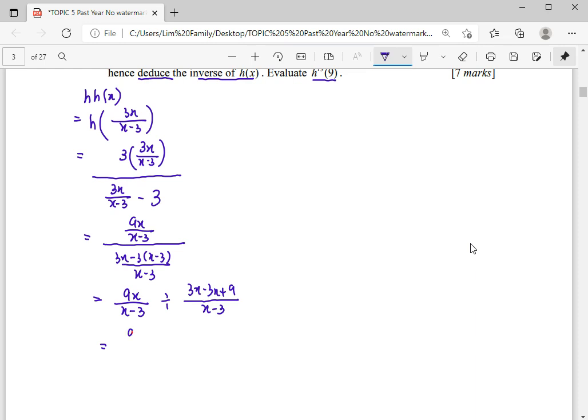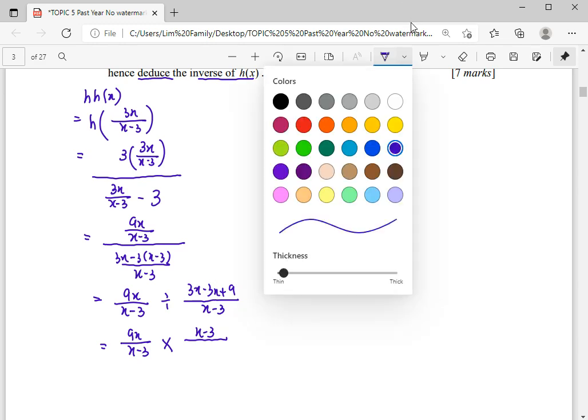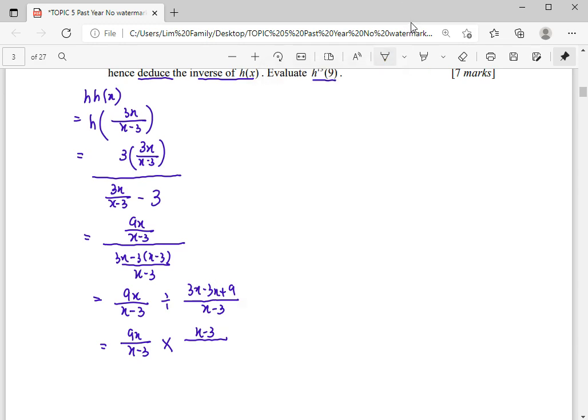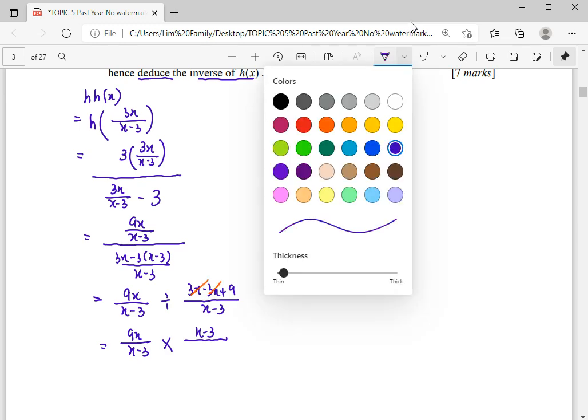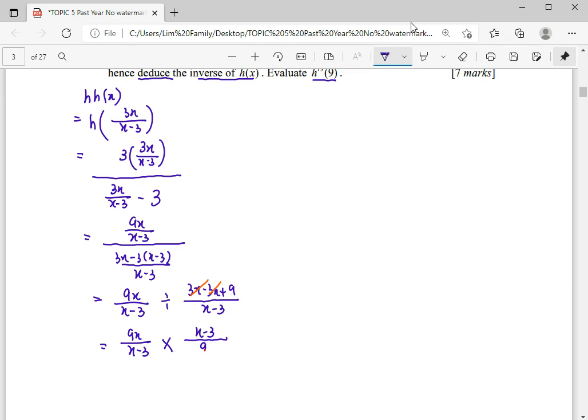Simplify here, we can notice that 9x over x minus 3, so division, divided by a fraction. What can we do? We can invert it. Multiply and we invert this fraction, we reverse it, denominator becomes numerator, numerator becomes denominator. So you can notice that 3x minus 3x also can be simplified, leaving the answer 9.